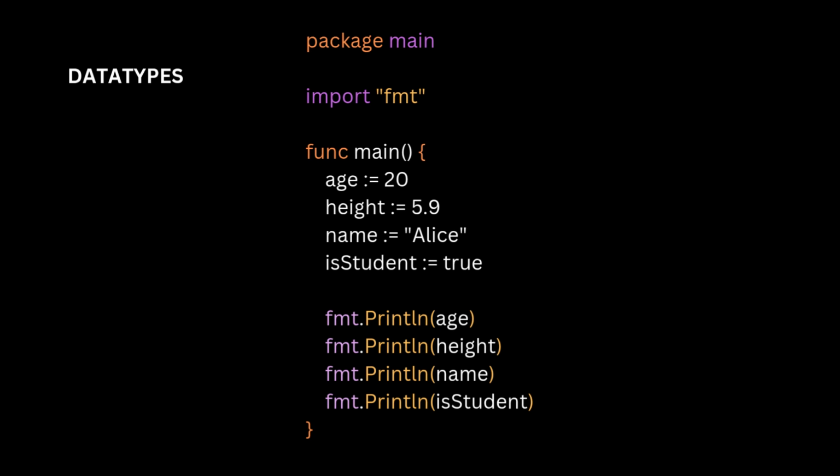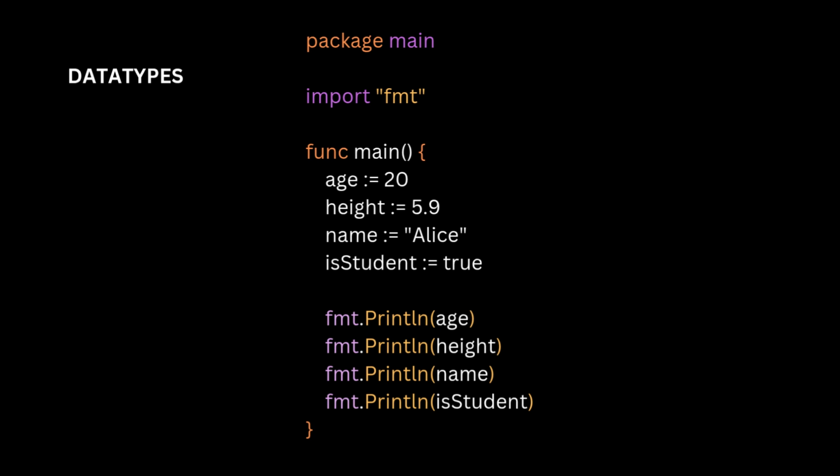In this example, age is an integer, height is a decimal number, name is a string, and isStudent is a boolean. Since we used colon equals, Go automatically identifies the correct data type for each variable. This makes the code shorter while still keeping Go a strongly typed language.